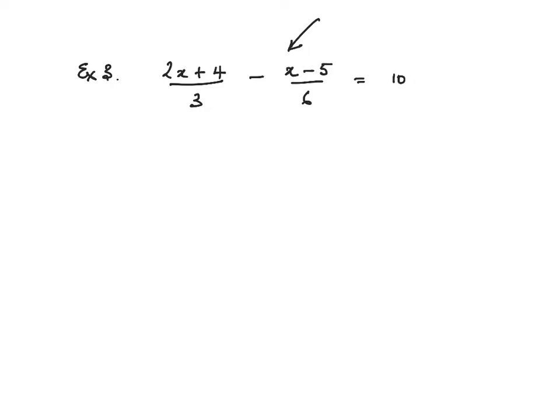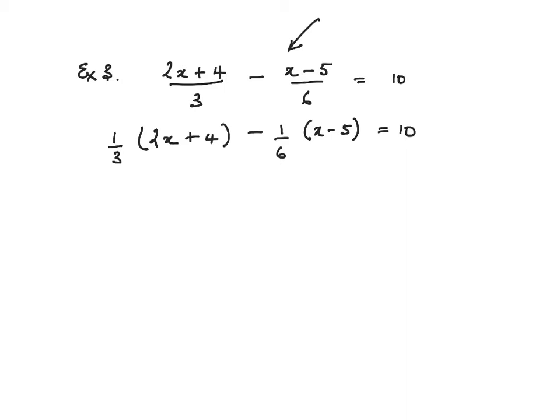So what I'm going to do is just to change the appearance of this, I'm going to take the dividing 3 and write it as a multiplying 1/3, and then bracket 2x plus 4 minus, I'm going to take out the dividing 6 and write it as a multiplying 1/6, x minus 5 equals 10.